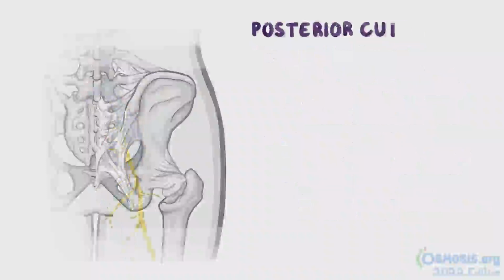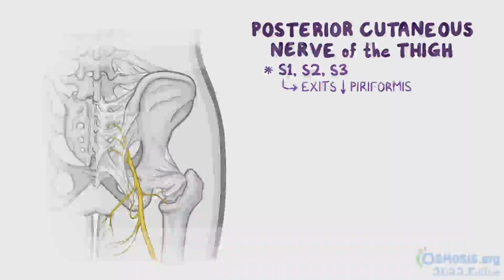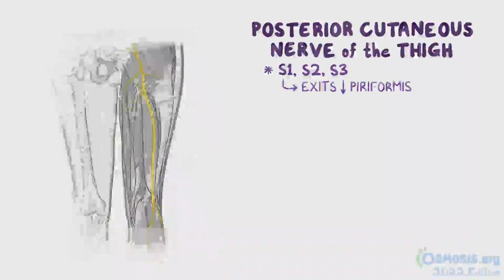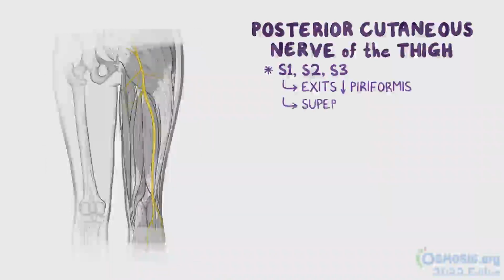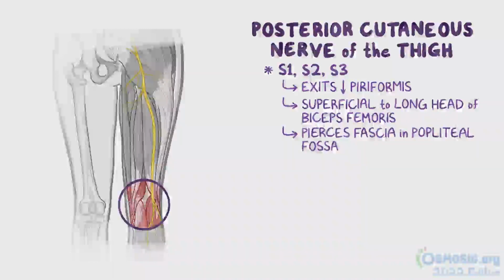Next up, the posterior cutaneous nerve of the thigh is formed by the S1, S2, and S3 nerve roots. It lies upon the psoas muscle, from where it travels laterally into the greater sciatic foramen, through which it exits the pelvis below the piriformis muscle. Within the gluteal region, the nerve is initially situated beneath the gluteus maximus muscle. Then it descends superficial to the long head of the biceps femoris in the posterior thigh, where it is deep to the fascia lata. However, it soon pierces the fascia in the popliteal fossa, and it terminates with twigs joining the sural nerve.